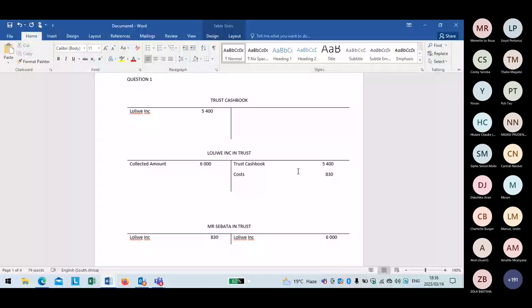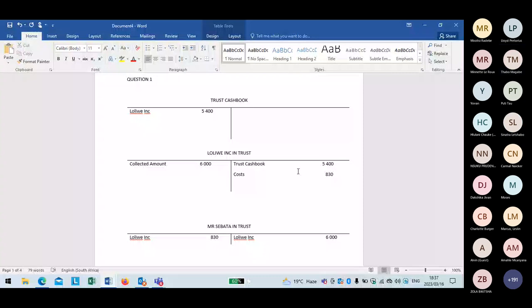Look at Loliware Inc. in trust and tell if there is money available. How much? There are three figures recorded there. You do not guess in bookkeeping. Loliware Inc. in trust has three figures: two figures on the credit side and one on the debit side. Not so? So there's no money.